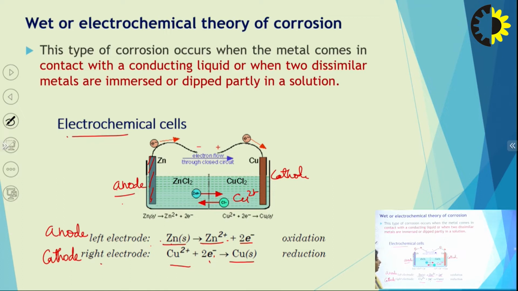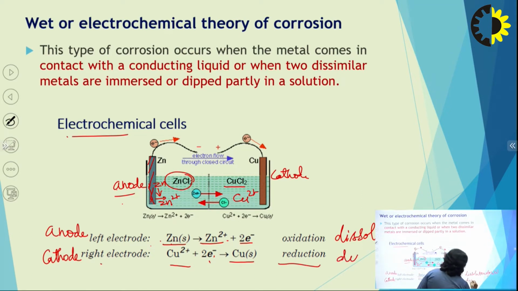If we see the physical meaning, what is actually happening? At the anode, there is dissolution of metal. After some time, the zinc metal will be dissolved into Zn2+, meaning zinc will convert into Zn2+ and the concentration of Zn2+ will increase. Now, in the case of copper chloride at the cathode, deposition of metal takes place.